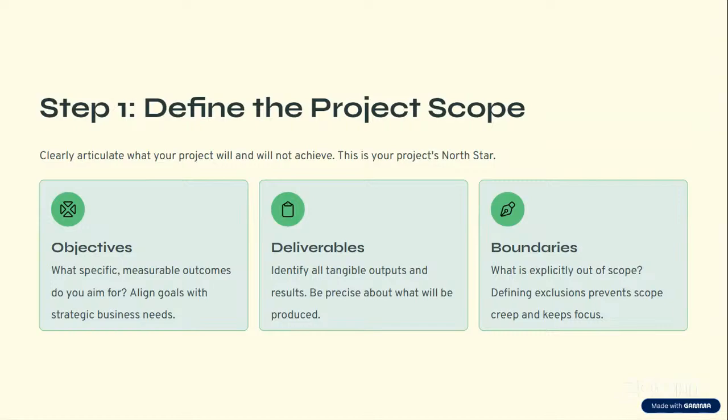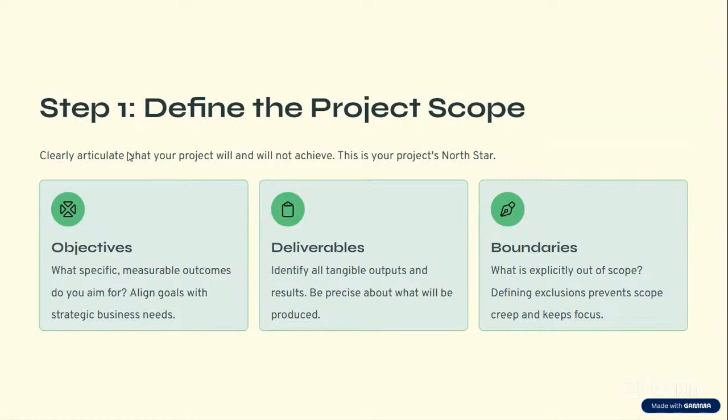Then next, you have to identify your deliverables. You identify all tangible outputs and results. Be precise about what will be produced as well. You have to know exactly what your results will be, what your output will be, and then you can work towards achieving it. Then the next thing to identify is your boundaries. You have to identify what is explicitly out of scope, what you'll not be focusing on. So you define exclusions.